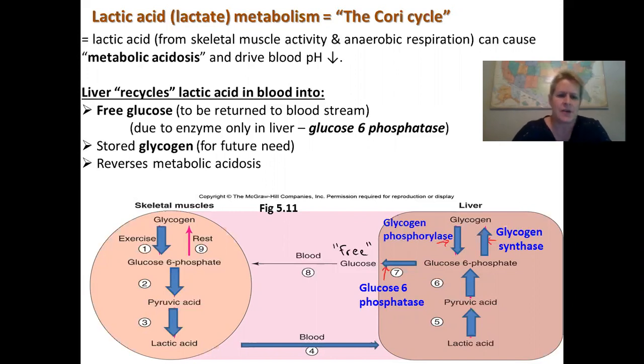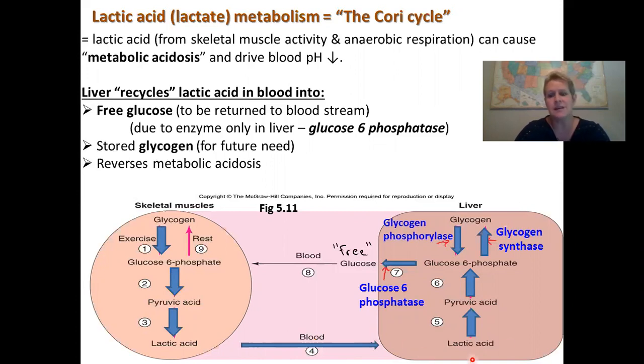So let's look at this diagram here. Here we have skeletal muscles that are being used heavily. They will burn through their glycogen stores and break down glucose 6-phosphate. It will use that glucose 6-phosphate and then convert it to pyruvic acid through glycolysis. Now, if a skeletal muscle runs out of oxygen, it will produce a little bit of ATP and lactic acid. That lactic acid spills into the bloodstream, and that can make your blood pH drop, and that's a bad thing. But the liver is here.